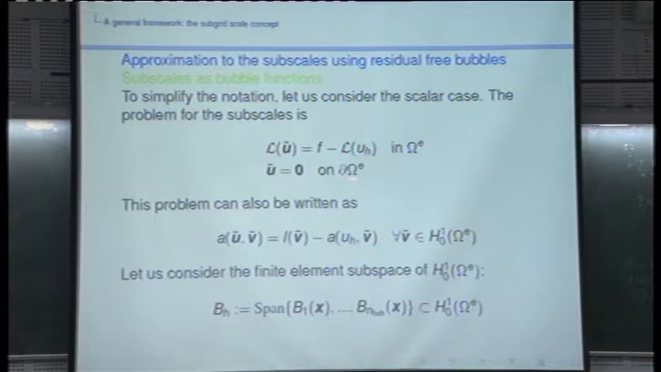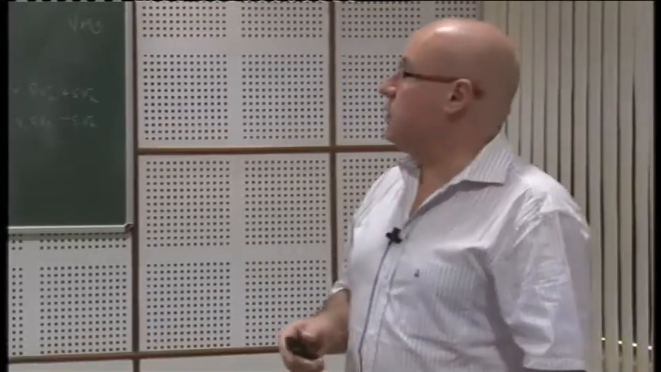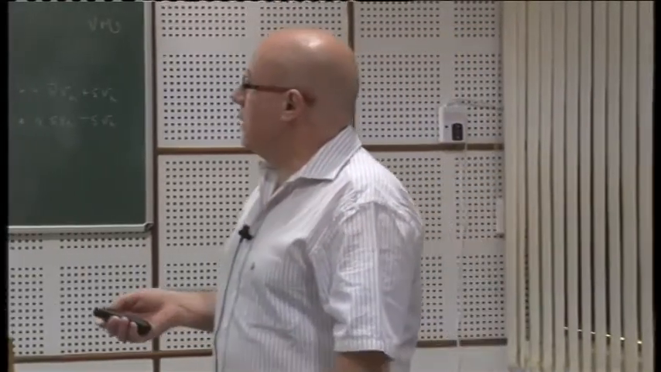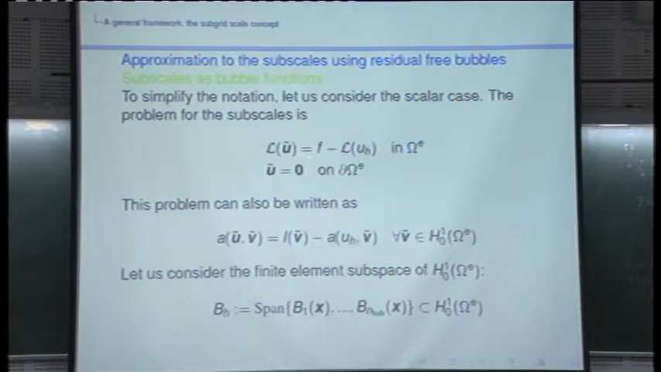And now we have to approximate that. And what is the idea of using residual free bubbles? The idea is to approximate that using finite elements again, with functions that will vanish on the element boundaries, and therefore with functions that are bubbles, okay? The shape of those functions is a bubble. So we can write the weak form of the problem, and the weak form is written here.